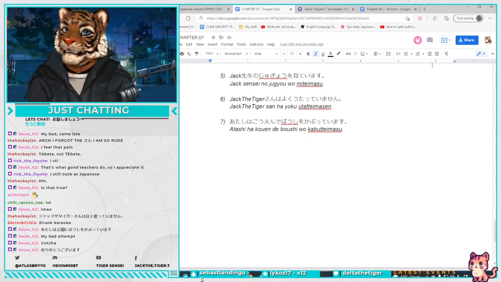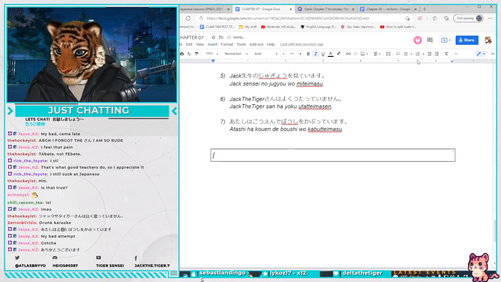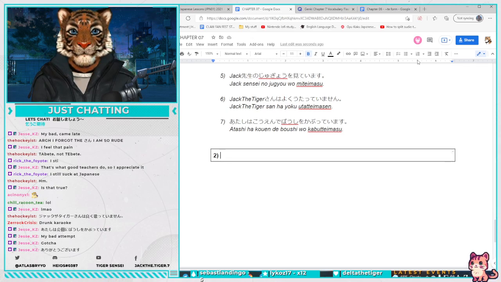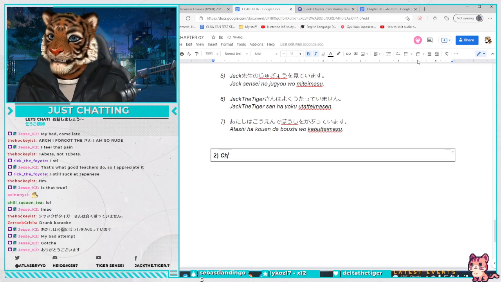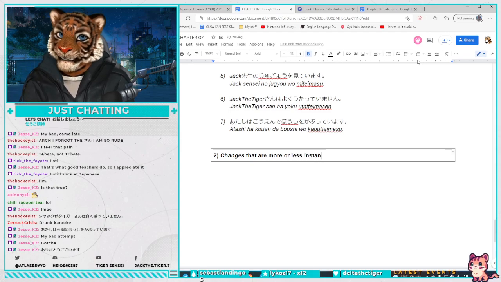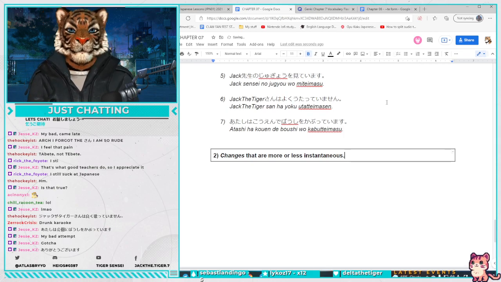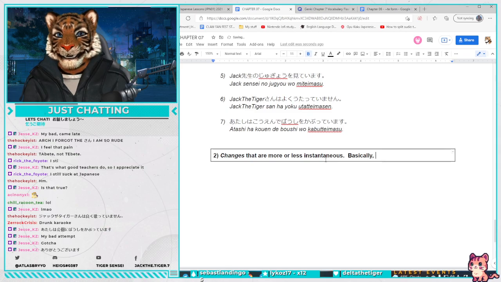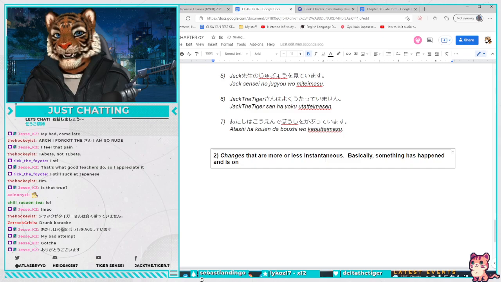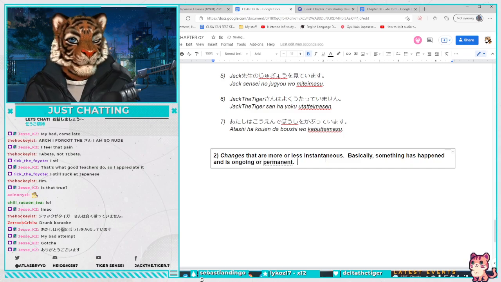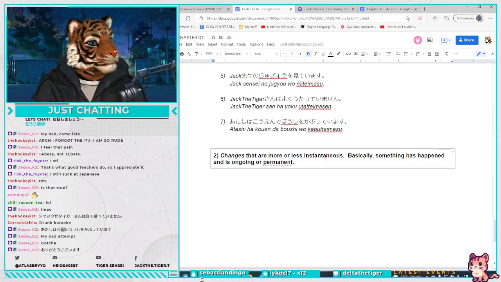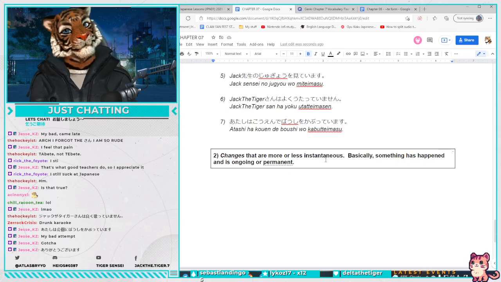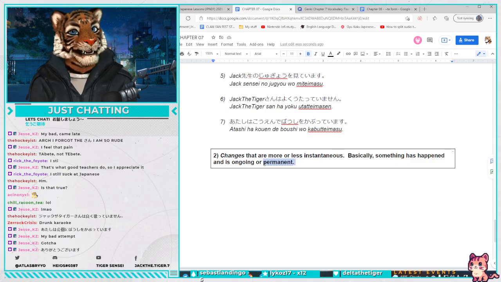Excuse me. So let's insert another table. We'll call this 2. And this focus is changes that are more or less instantaneous. So basically, something has changed and it's ongoing or to an extent permanent. Something has happened and is ongoing or permanent. This may sound like a continuous state thing, specifically the permanent part, but there is a difference between the two.